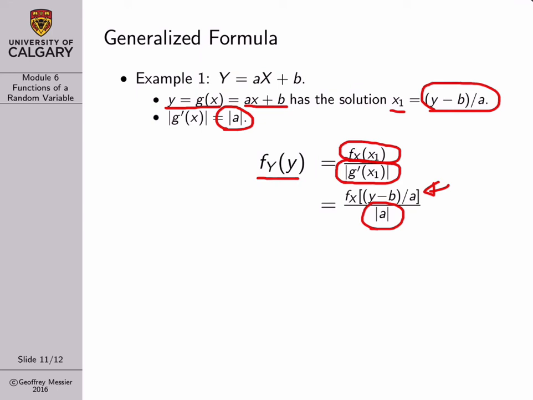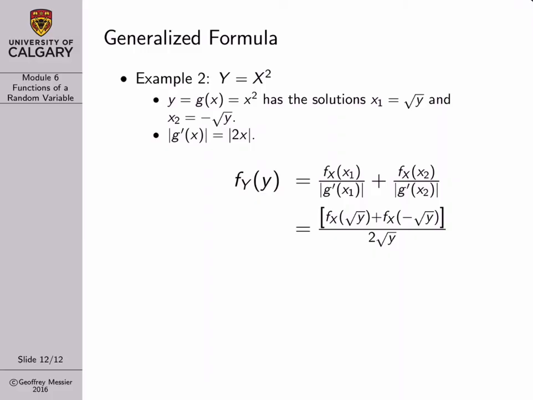Now, the magnitude of a is nice because this magnitude operator takes care of the problem with a positive or negative value of a. The only difference in our previous example between the positive and negative slope was that the negative solution had an extra negative sign to get rid of the negative slope. But in this case, we have the magnitude operator. So it's not too hard to see that this expression encompasses both of our positive and negative slope cases for the linear transformation in the previous example.